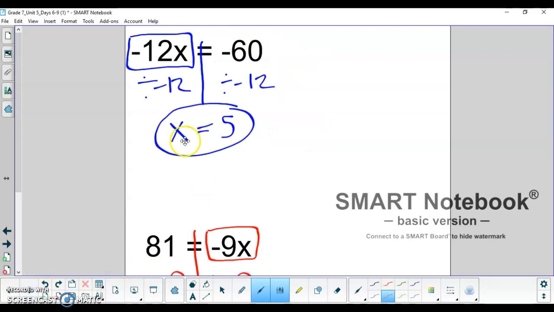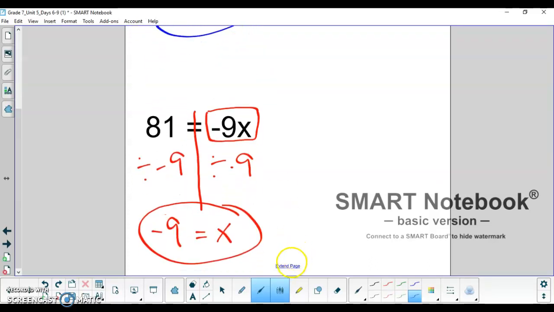All right, here we go with those two. The first one, we would read that as negative 12 times x is equal to negative 60. So my variable's on the left side. What's being done to that variable? It's being multiplied by negative 12. The opposite is to divide each side by negative 12. Again, the negative 12s will go away. Our goal is to get x on one side by itself. And then negative 60 divided by negative 12 is positive 5. So you should have gotten x is equal to 5.